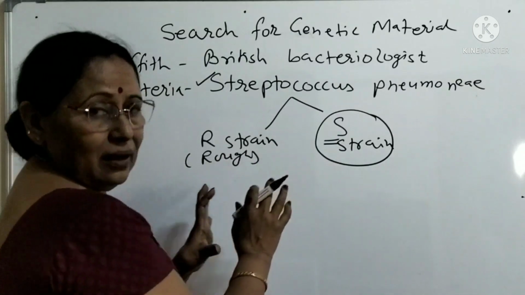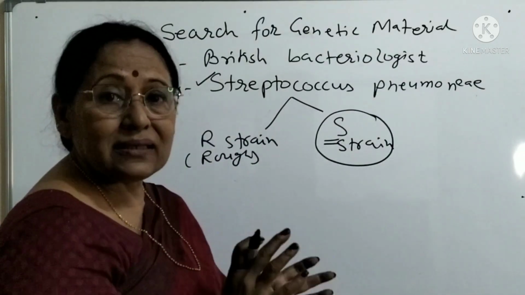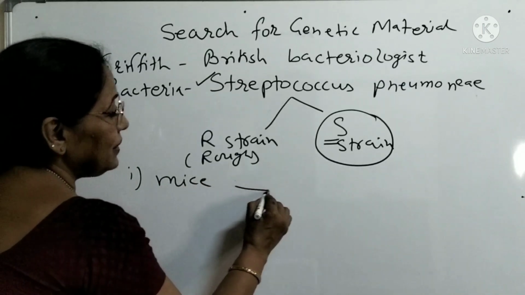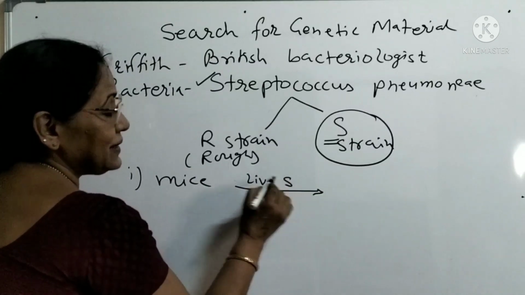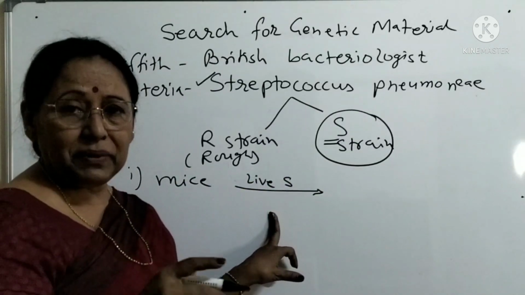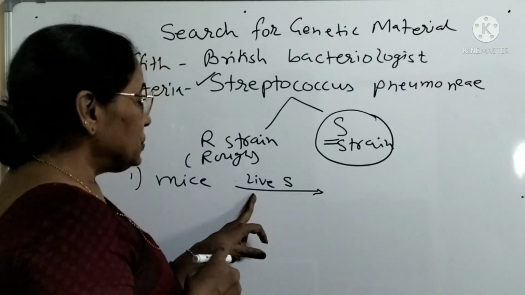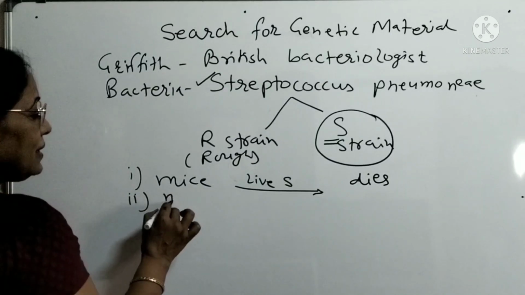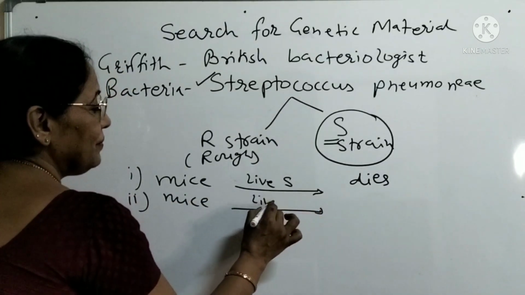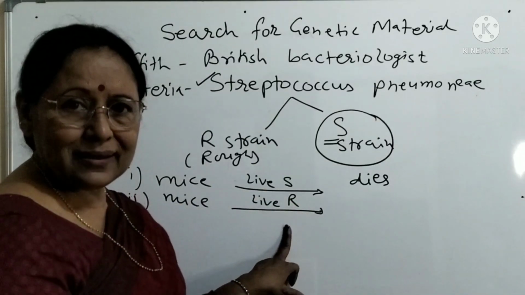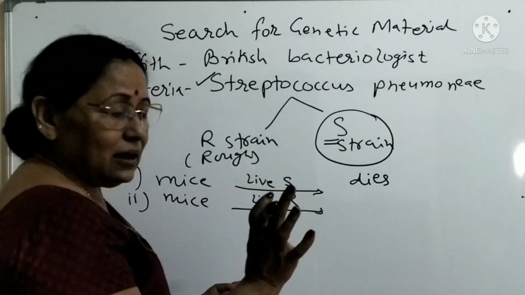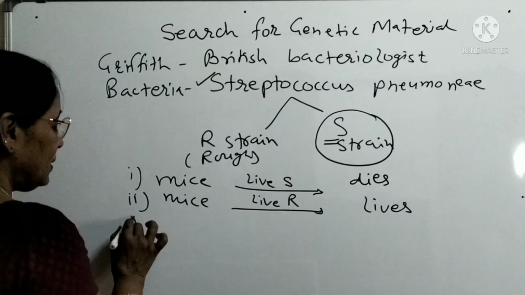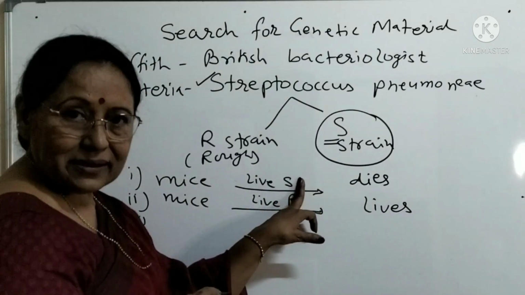Now, Griffith was actually trying to find a vaccine for this deadly disease. What he first did was inject mice with live S strain. The S strain is the virulent strain, meaning disease-causing, pathogenic, with smooth colonies. So it causes disease in mice and the mice die. Next, he injected the mice with live R strain. But the R strain is not virulent, as it does not have the protective covering, so it will not be able to cause the disease. So the mice survive.